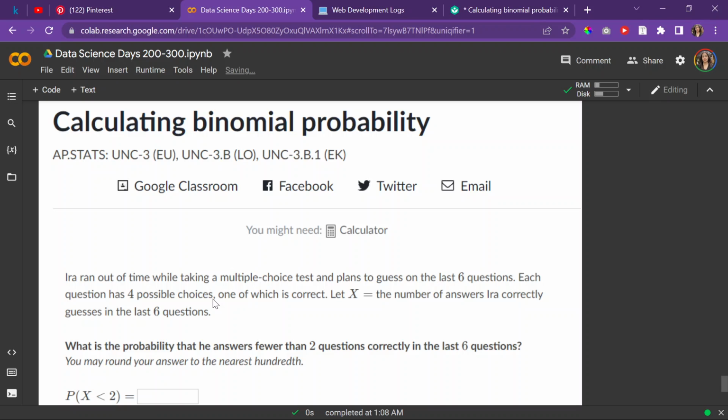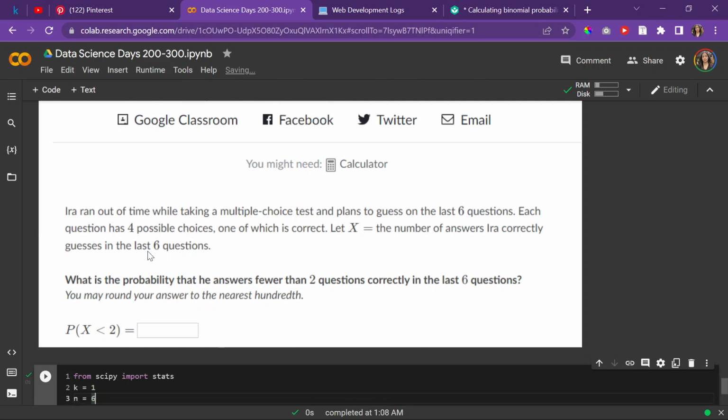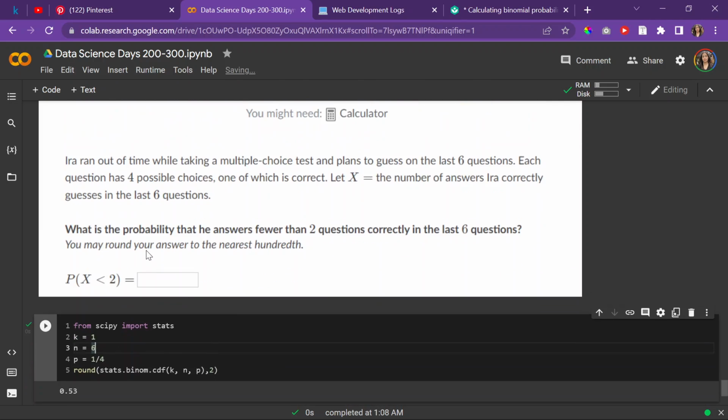So in this case, for each question we have 2 outcomes. Either you get the answer correct, which is a success, or you get the answer wrong, which is a failure. We have to know how many events we have, and the amount of events we have is n, the number of trials, the number of questions. We have 6 questions, the last 6 questions.